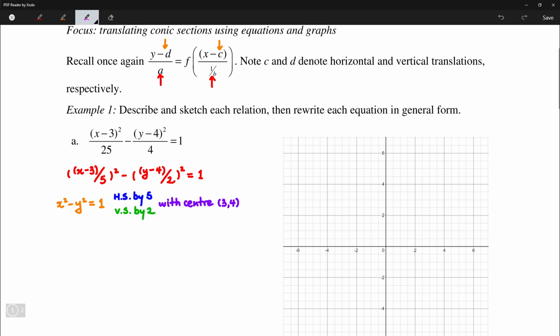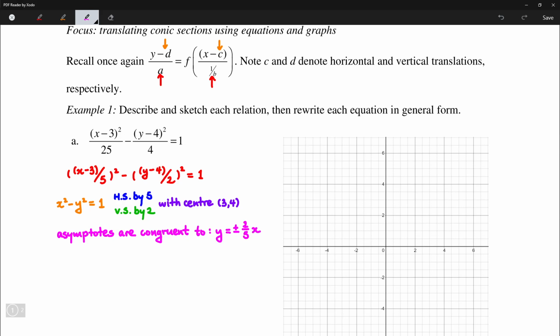Okay. We can also describe the slopes of the asymptotes by writing that the asymptotes are congruent to y is equal to positive or negative 2 over 5 x.